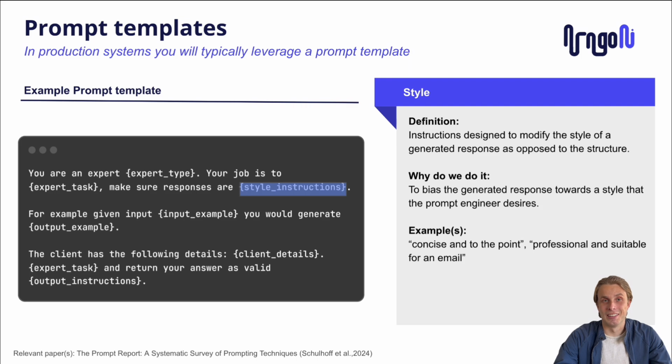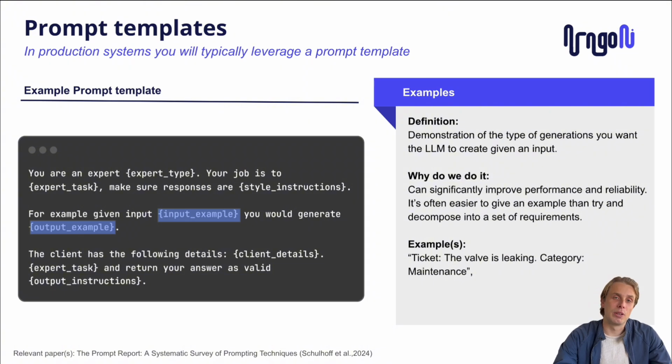Style instructions are the next category, and you can use these instructions to bias or guide the model to generate output that follows specific styles and themes. You might ask it to be concise, or to use informal language, or potentially formal or corporate terminology. So with your style instructions, you're trying to guide the nature of the output, as opposed to necessarily the structure.